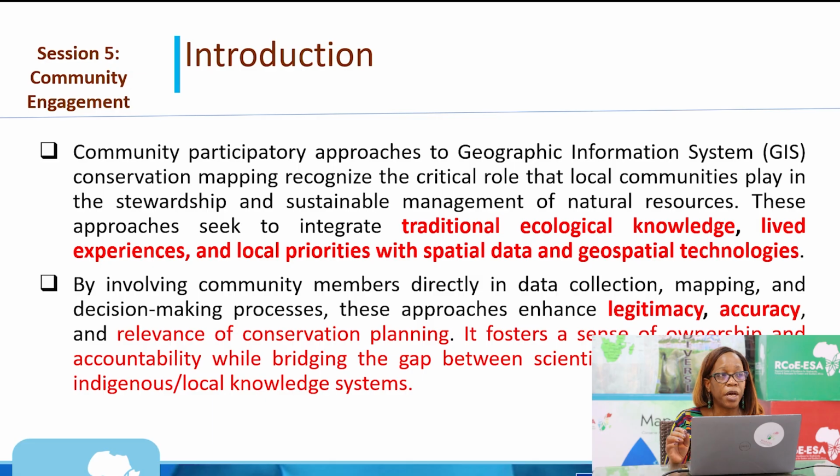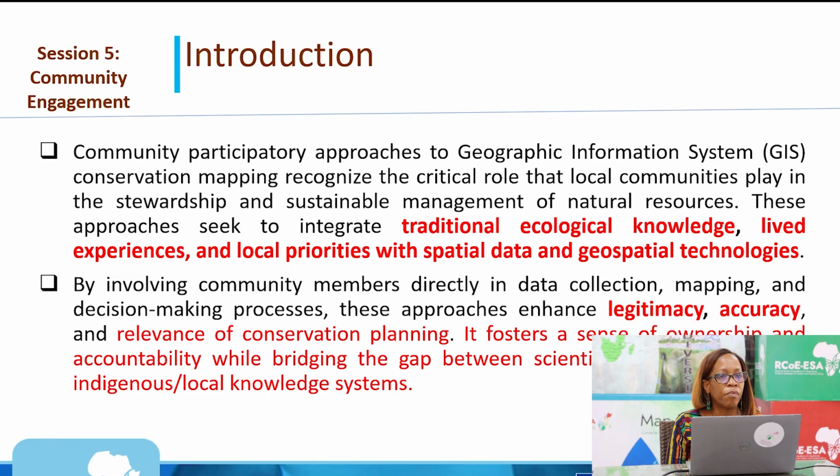So, community participatory approaches to geographical information system conservation mapping recognize the critical role that local communities play in the stewardship and sustainable management of natural resources. These approaches seek to integrate traditional ecological knowledge, lived experiences, and local priorities with spatial data and geospatial technologies.